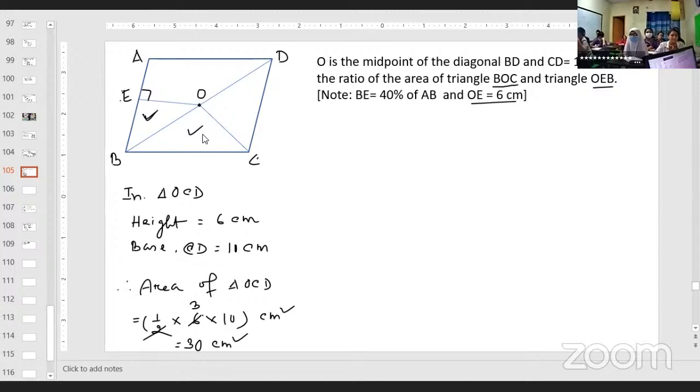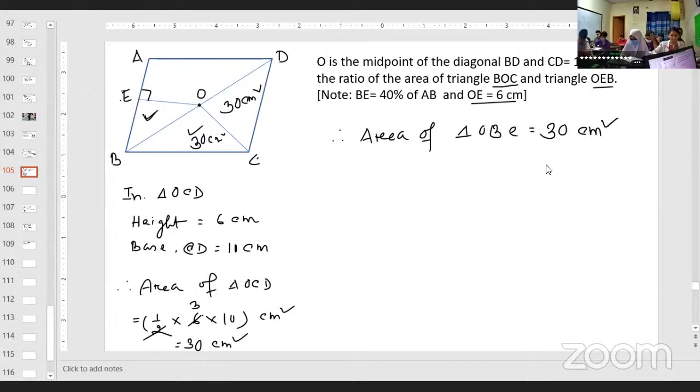কি বলবো বলো, BOC এর এরিয়া কত হবে? But কেন 30 centimeter square? Right, great. বাকিরা কি করতেছো? মাত্রই তো বললাম যে all these triangles has equal area. If this is found as 30 centimeters square, so this will also be 30 centimeters. So we can write down therefore area of triangle OBC is equal to 30 centimeters square, right?